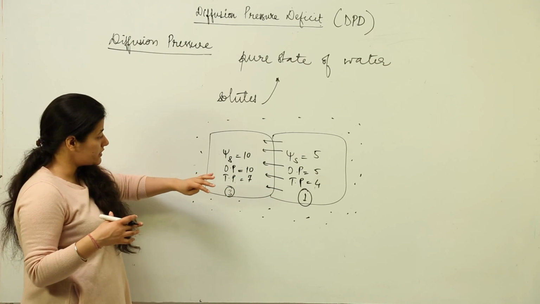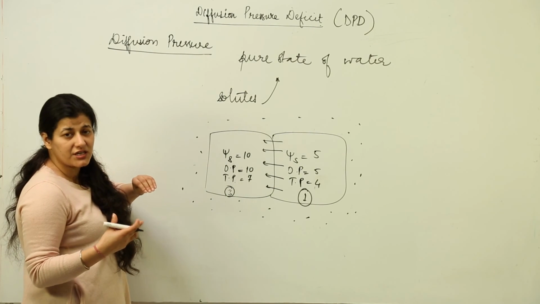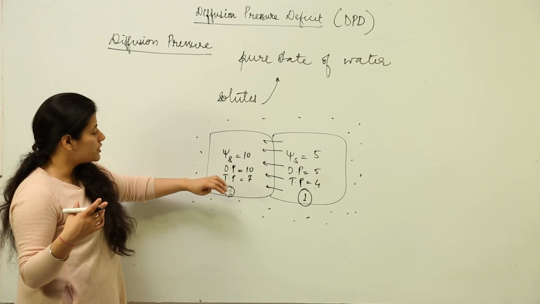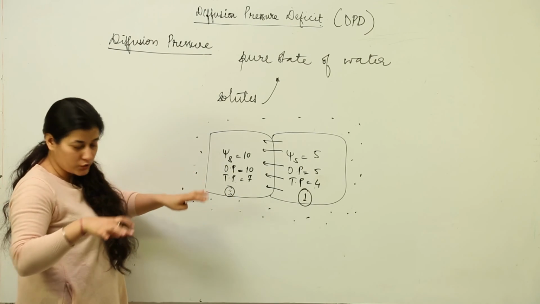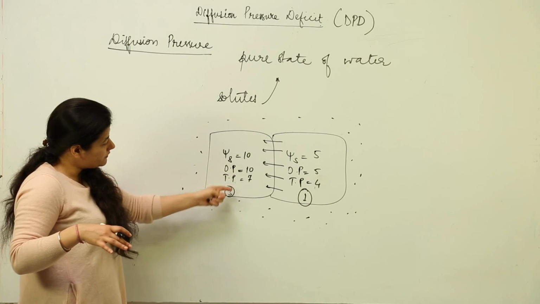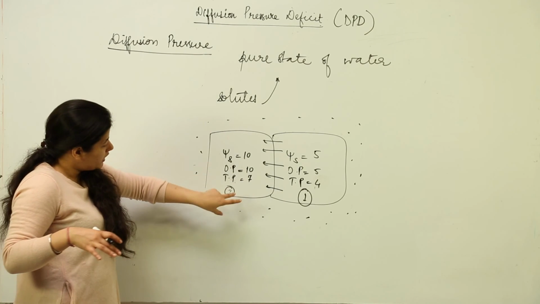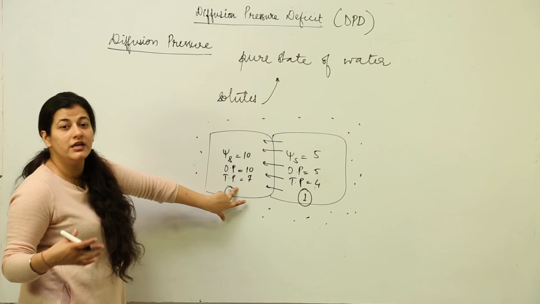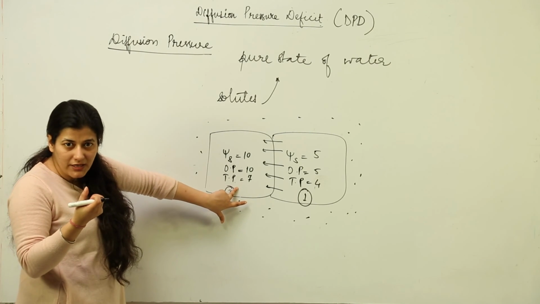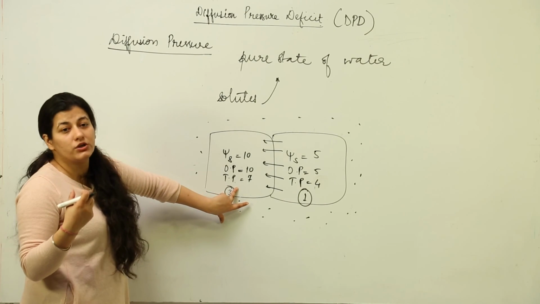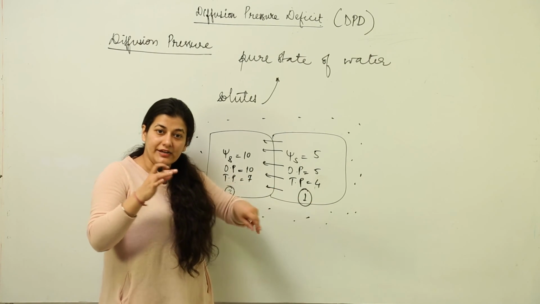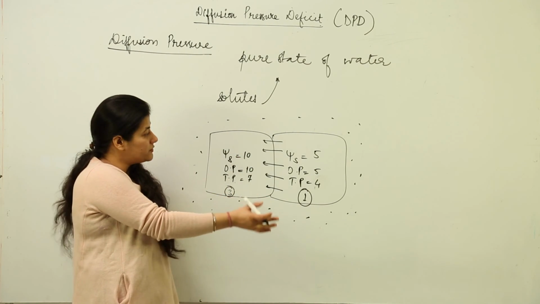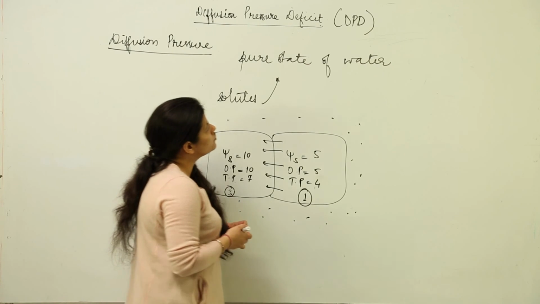What we have seen over here is that the diffusion pressure deficit is nothing but the value that we get by subtracting the turgor pressure, which is exerted onto the wall by the cell protoplasm, from the osmotic pressure. If the value that comes is higher in numerical value, the cell tends to absorb water. That means it is hypertonic. If the DPD is lower, the cell tends to lose its water to whichever cell with the higher DPD is present in close proximity. So this is all about diffusion pressure deficit.